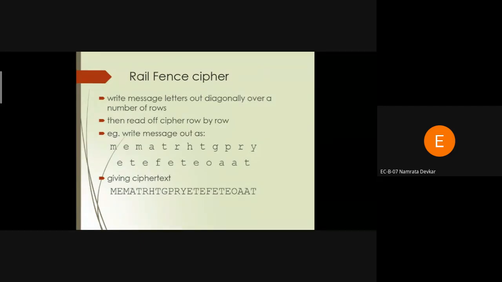Now the next student. The third word is "after". How can we write this word? Quickly. Anyone? Have you understood how to write the message in a diagonal order? Yes or no?